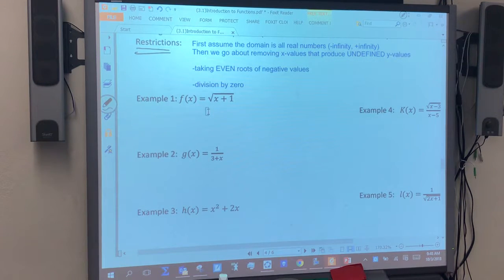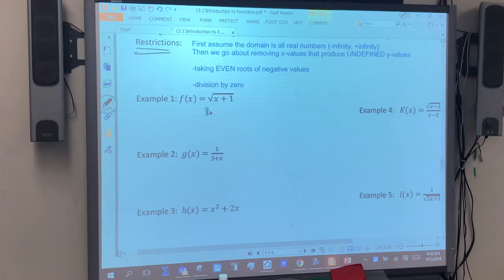Okay, yes, we can. Because by definition, the square root, we're looking for a number that multiplies two times by itself to get the radicand, right? To get 0 in this case. But what number does that? 0. 0 times 0 gives me 0. So I can take the square root of 0. Okay? So 0, negative 1 works.